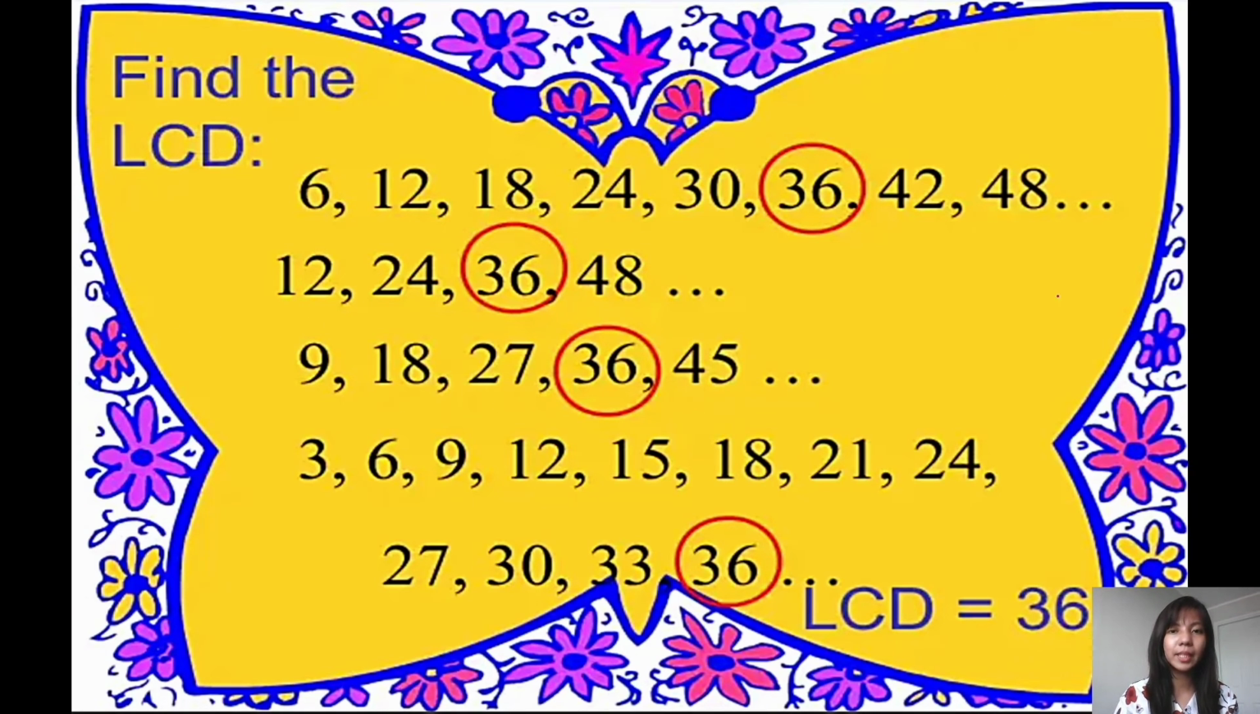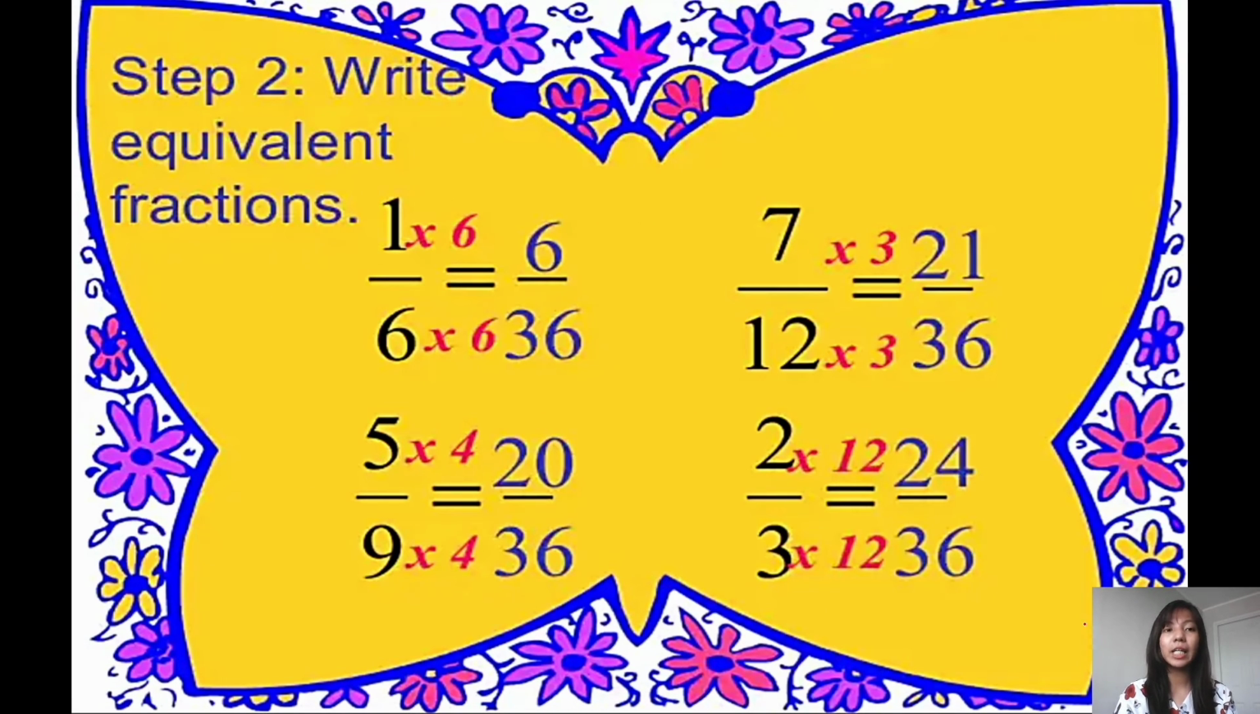So the LCM of 6. Okay, so we have 6, 12, 18, 24, 30, and so on and so forth. Okay, so as you have noticed, the least common multiple is 36. So therefore, the LCD is 36. So now write the equivalent fractions. So from 1 over 6, you have to find the number that you're going to multiply to both the numerator and denominator to make it into 36.